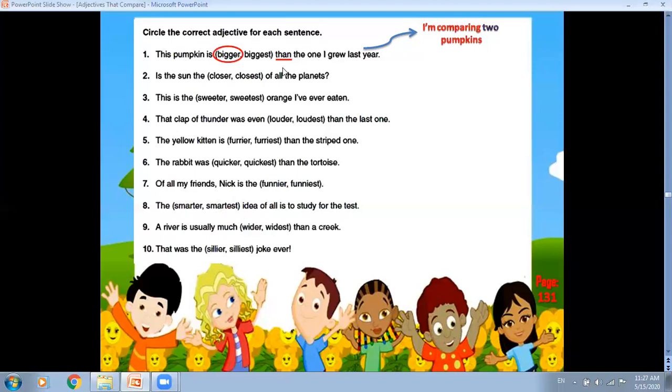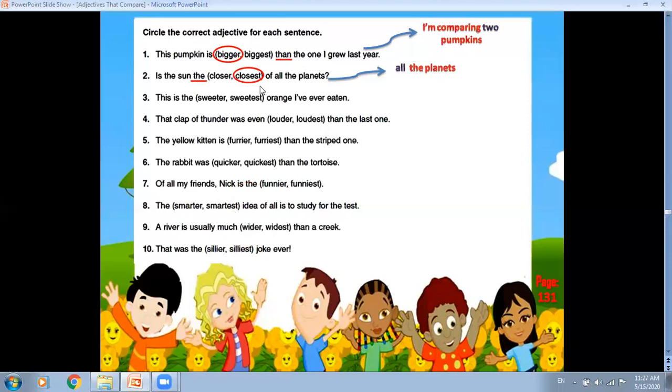That's right. Let's continue. Is the sun the closer or closest of all the planets? What I have here, all the planets. So I'm comparing it to all the planets. Am I going to choose closer or closest? Closest of all the planets.